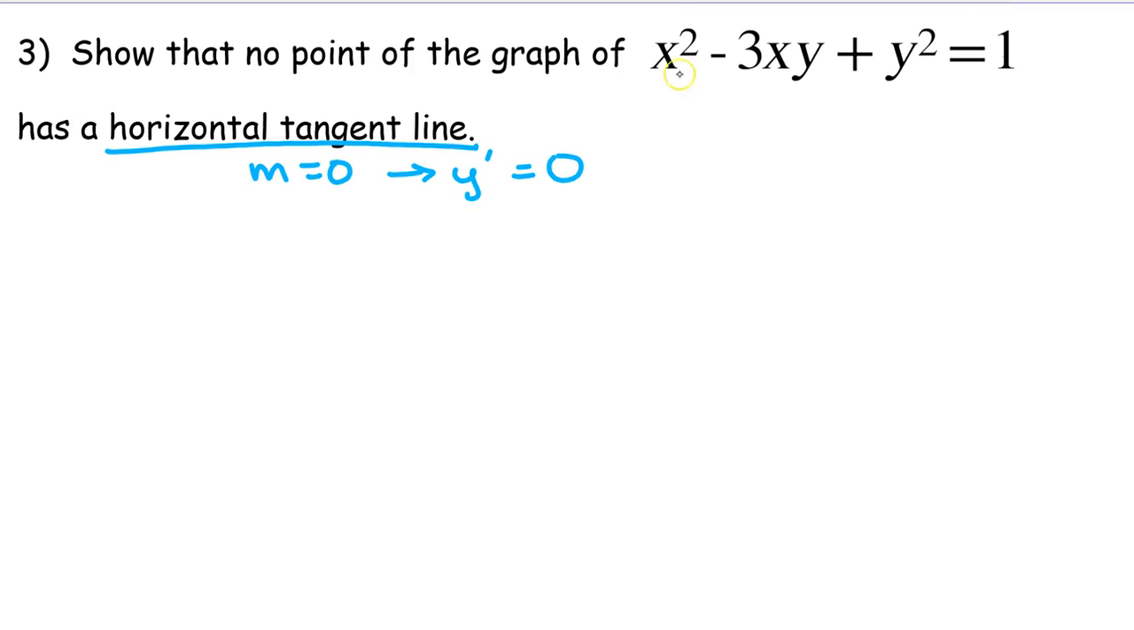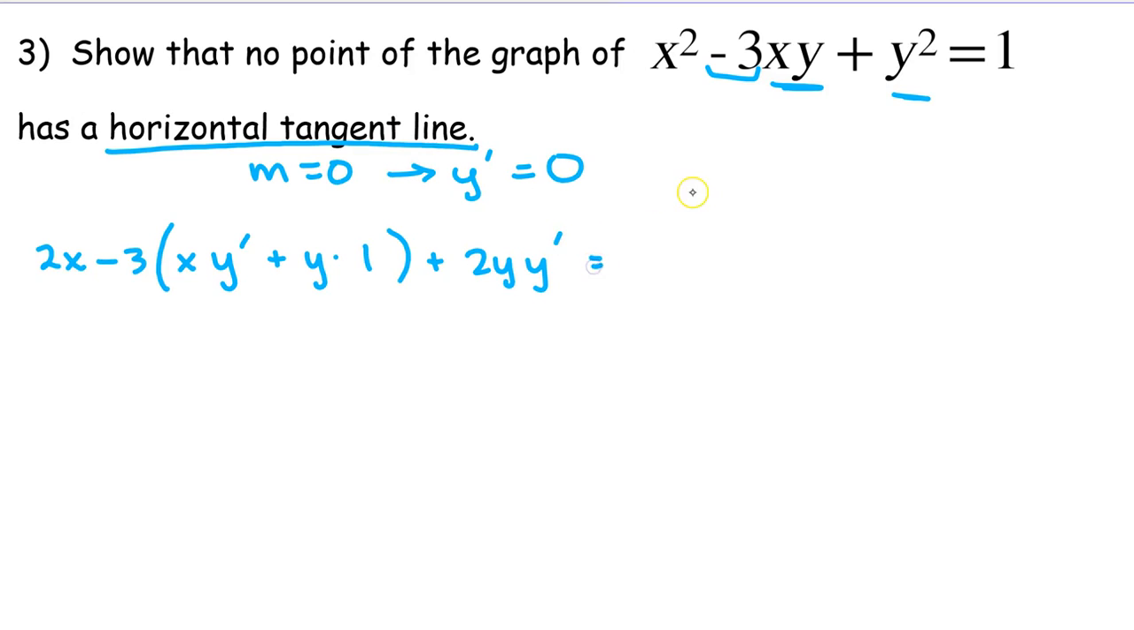So let's go ahead and implicitly differentiate. The derivative of the first term is 2x, and then I'm going to call the negative 3 a constant out in front, and then in parentheses I'm going to put the derivative of the product xy. So the first x times the derivative of the second y prime plus the second y times the derivative of the first one. And then the derivative of y squared would be 2y y prime, and the derivative of 1 would be 0.